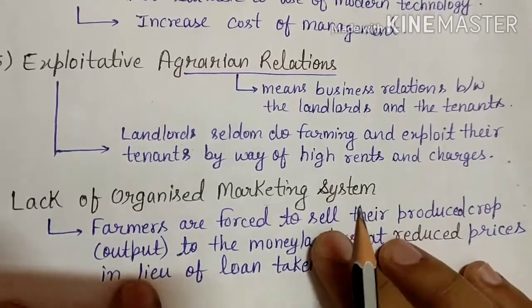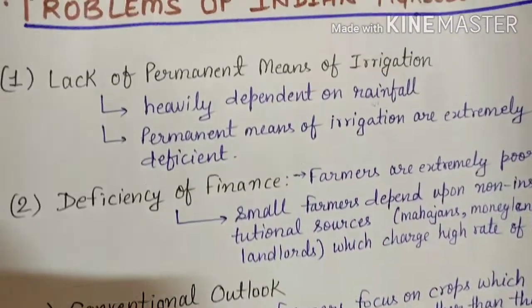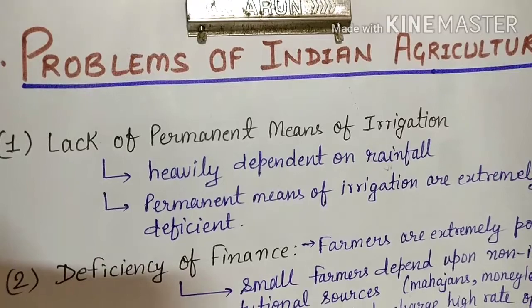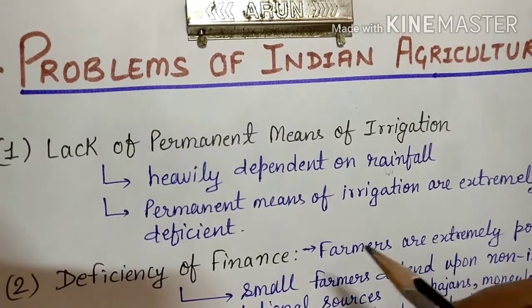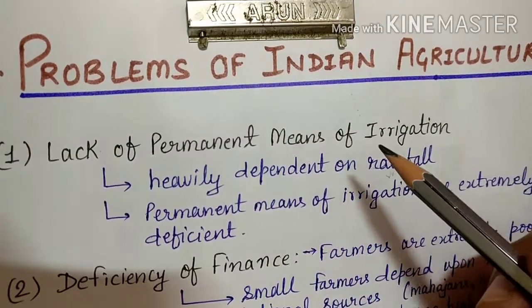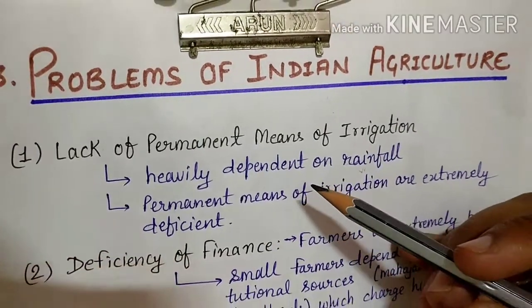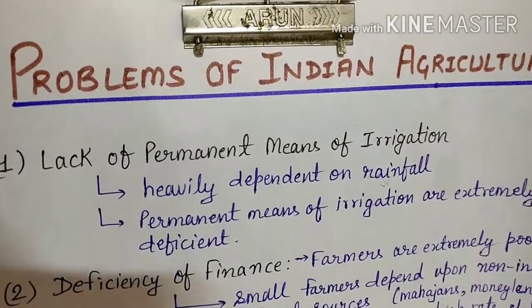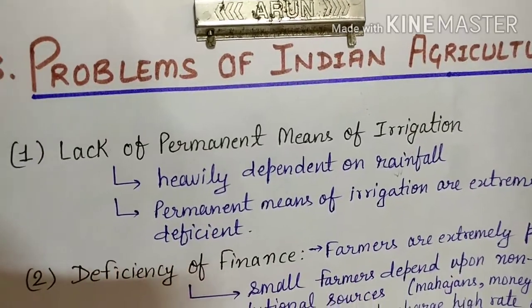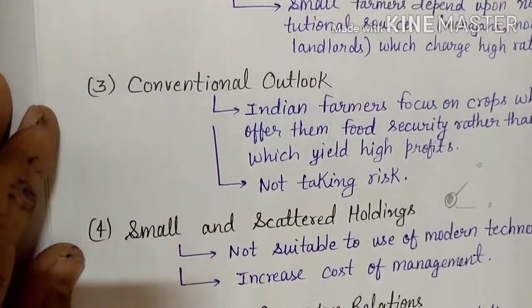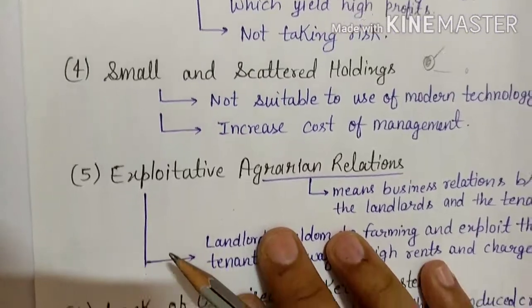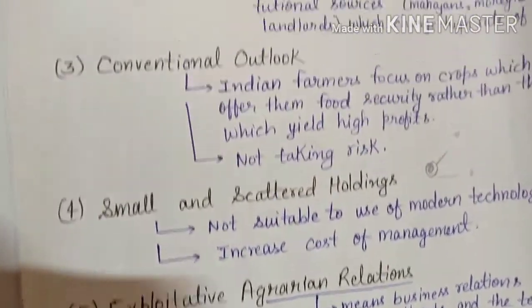So these are the problems of Indian agriculture. I hope it is clear to you. You can even include here landlord-tenant conflict. You can even include primitive technology also, which is also a problem of Indian agriculture. But I have written here six problems, as you can see, and these six problems are enough to write an answer for a long question, okay. So I hope it is clear to you.